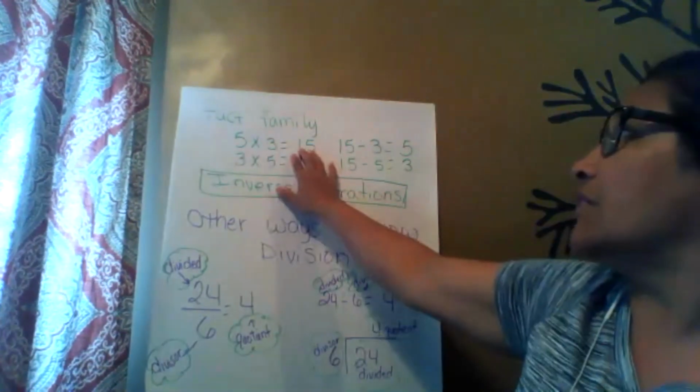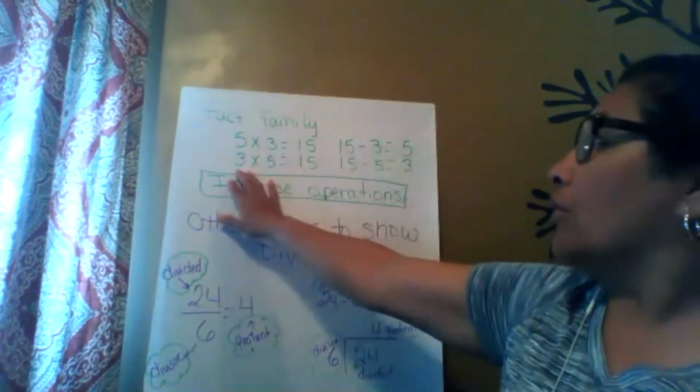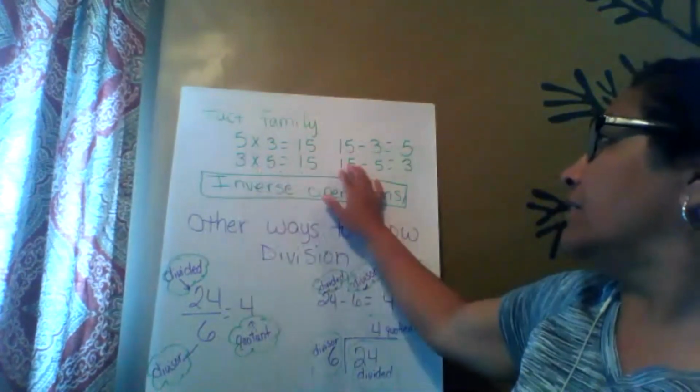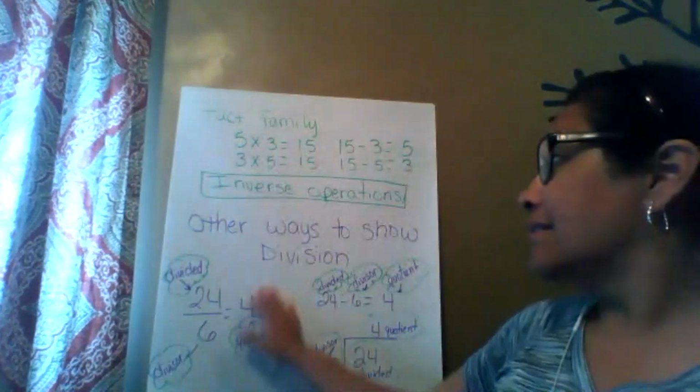5 times 3 equals 15. 15 divided by 3 equals 5. Or 3 times 5 equals 15. And 15 divided by 5 equals 3. It's the same thing, guys.